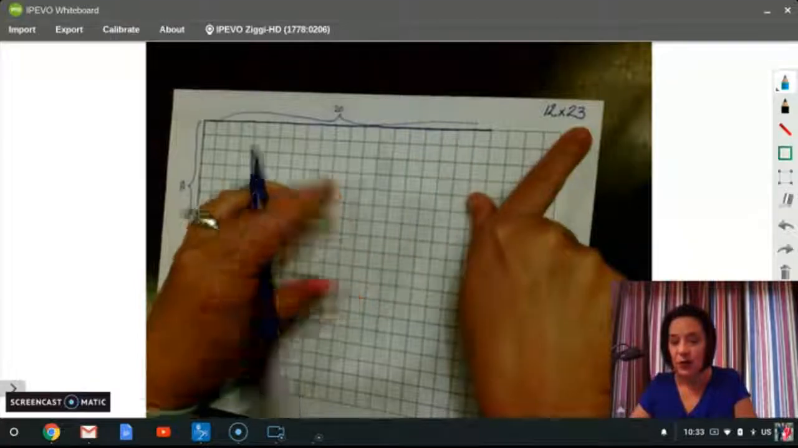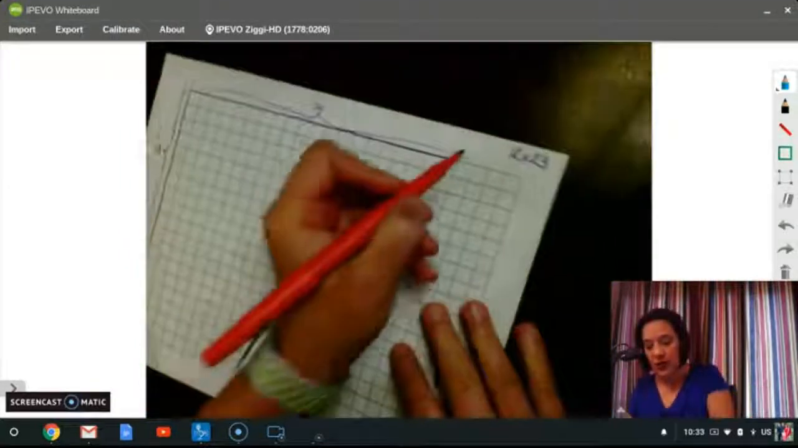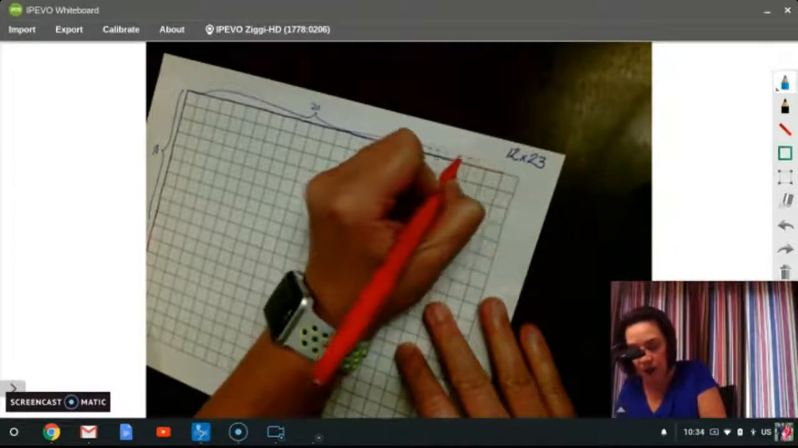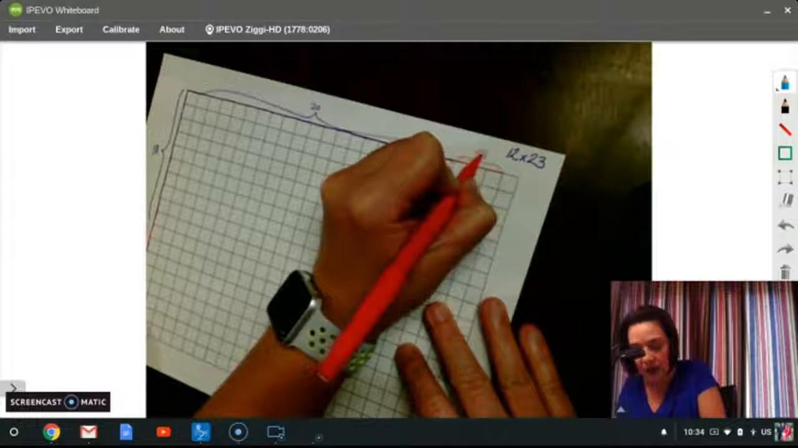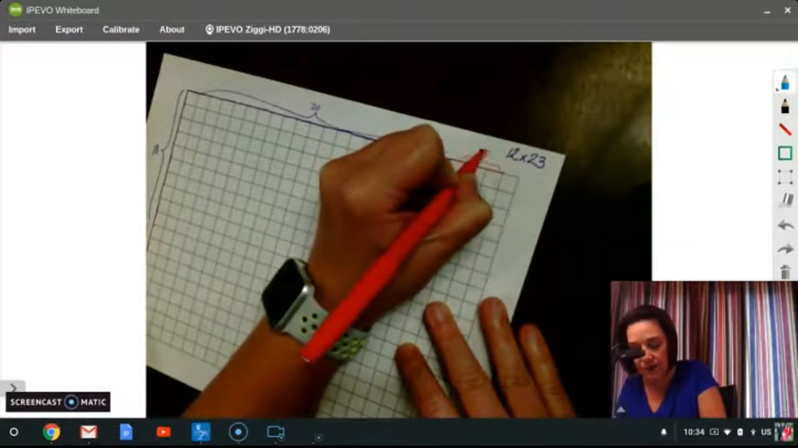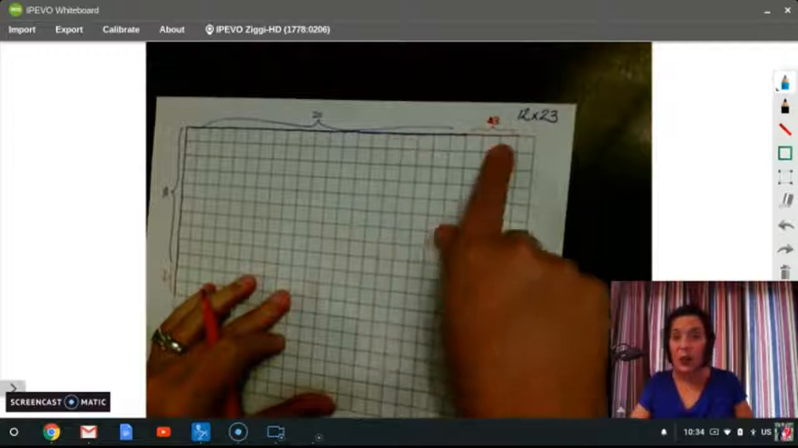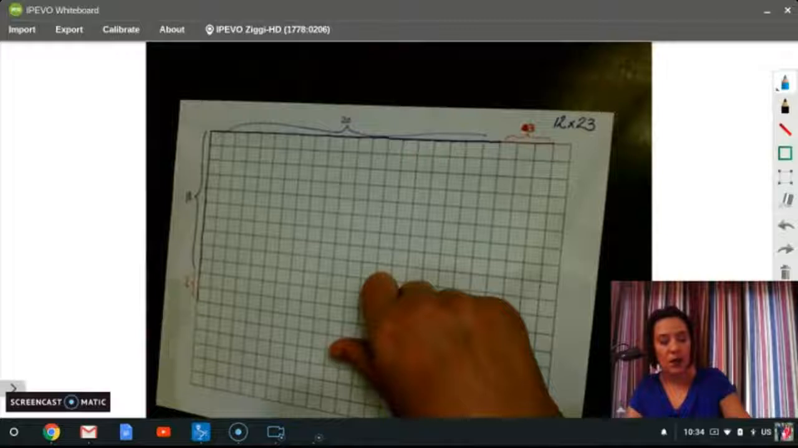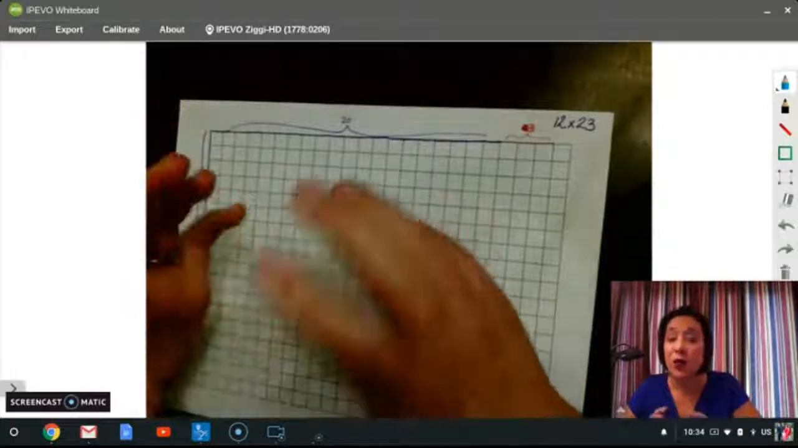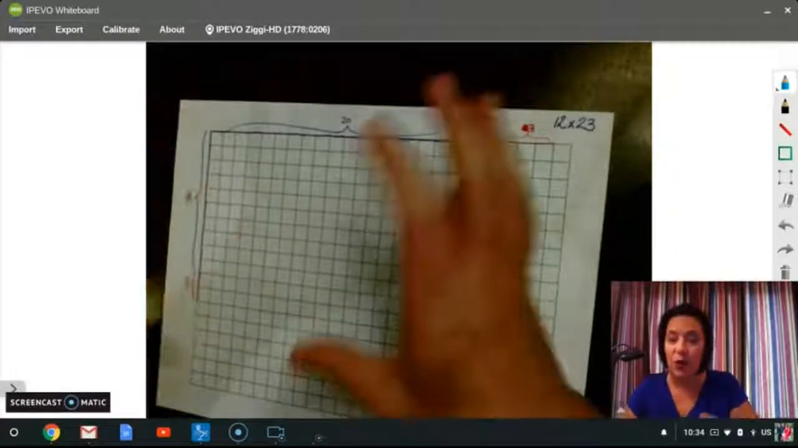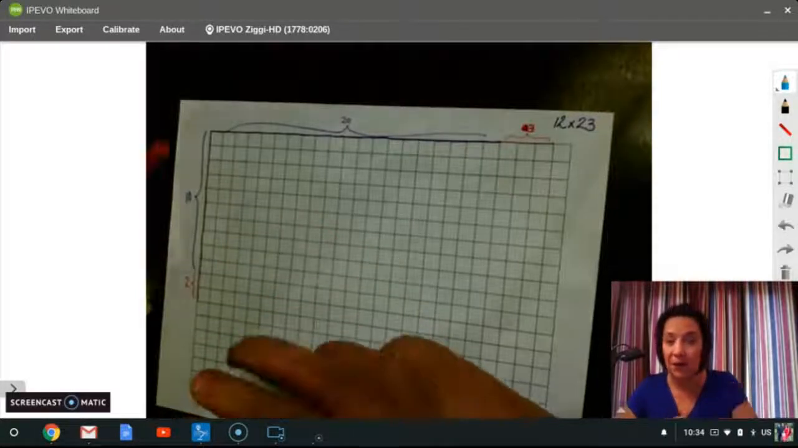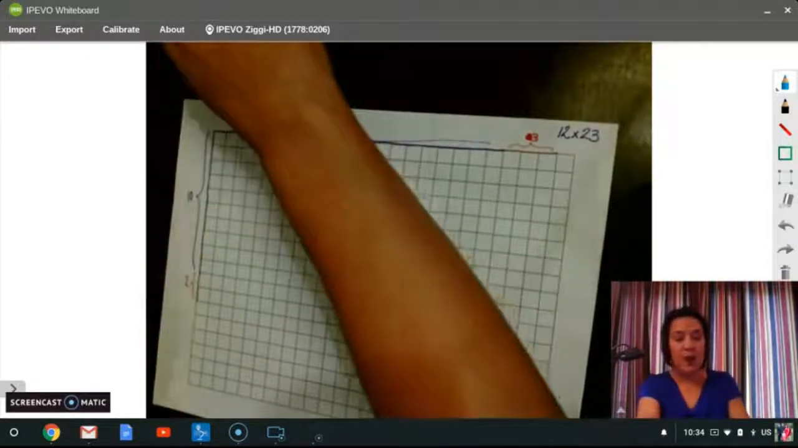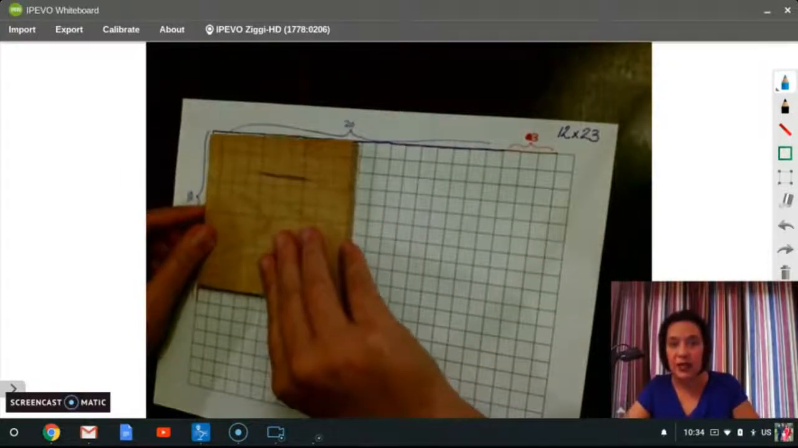However, my number is 23. So I have to account for those 3 more units. So this line segment here is 3. So now the total of that line segment is 23. As with anything, we are still building area. So we represented that with the base 10 blocks, and now we're representing that on graph paper. So you can talk to students about how we are going to build this area.